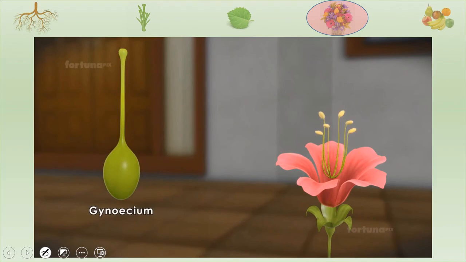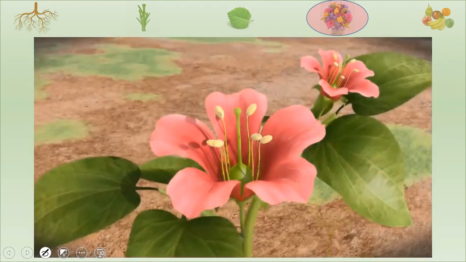Next is the gynoecium, the flower's female reproductive organ. This organ contains a swollen ovary at the base, a long tubular structure known as the style, and a sticky tip called the stigma. Okay, these were the parts of the flower.